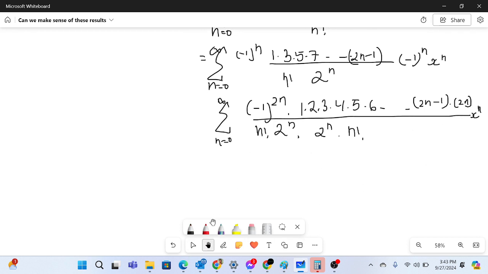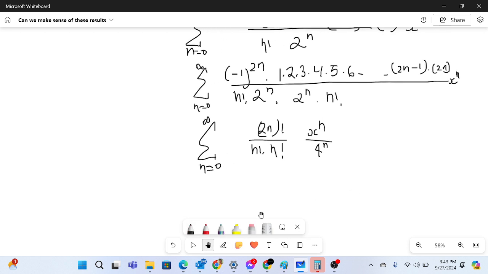Now this is minus 1 to the power 2n, that will just be positive 1 because that's an even power. And over here we have 2n factorial divided by n factorial, and x to the power n divided by 4 to the power n, right? And 2n factorial over n factorial times n factorial is just the binomial coefficient 2n choose n, and this is x by 4 to the power n.